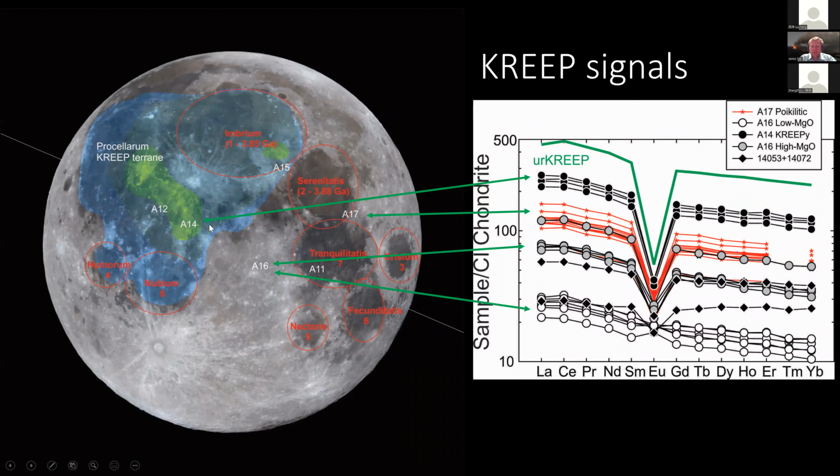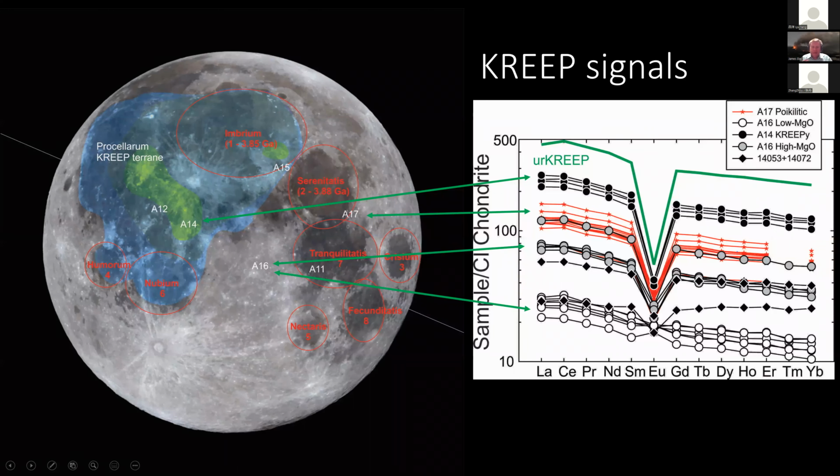What I'm showing here is that the Apollo 14 site, which is right here in the KREEP region, unsurprisingly has this very incompatible trace element enriched signature shown here by these rare earth elements. It's showing that the material from the Apollo 17 site, which is far from the KREEP region, has quite elevated KREEP signatures. And at the Apollo 16 site, we have this diversity of material, not just KREEP material or moderately KREEP material, but also fairly incompatible trace element poor material.